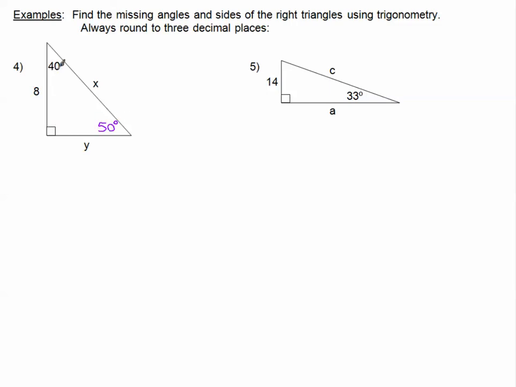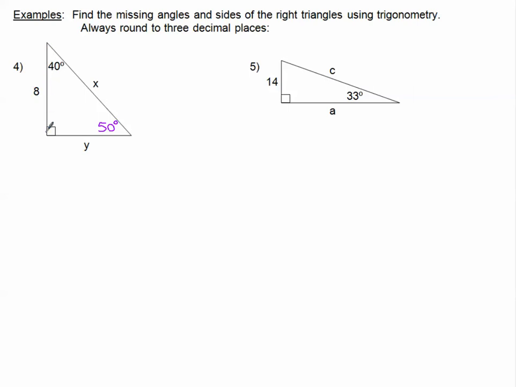Or I might know in a right triangle that the 2 acute angles will always be complementary, meaning that they add up to 90 degrees. Either way, this is 50 degrees, and now we have all 3 angles. Let's talk about the sides. I only have one of the sides.